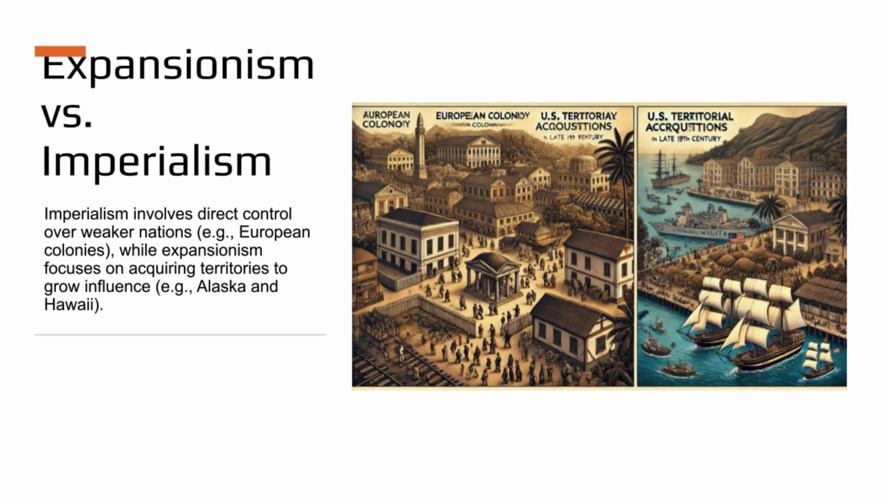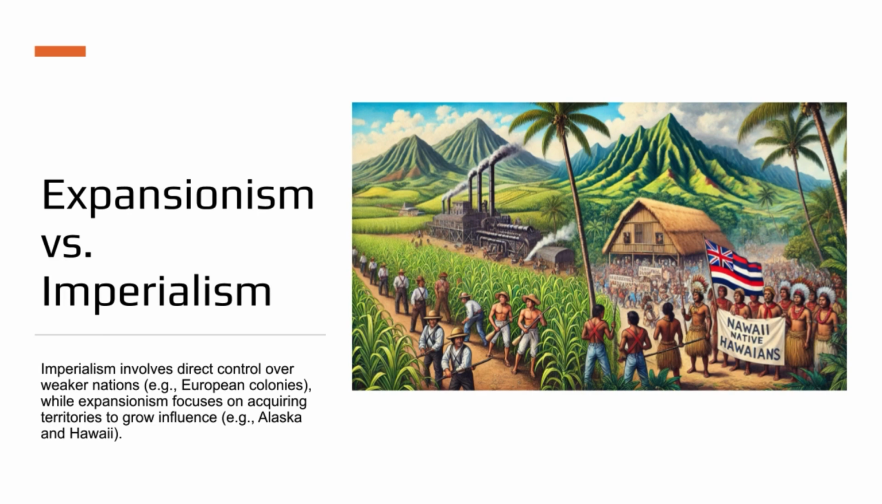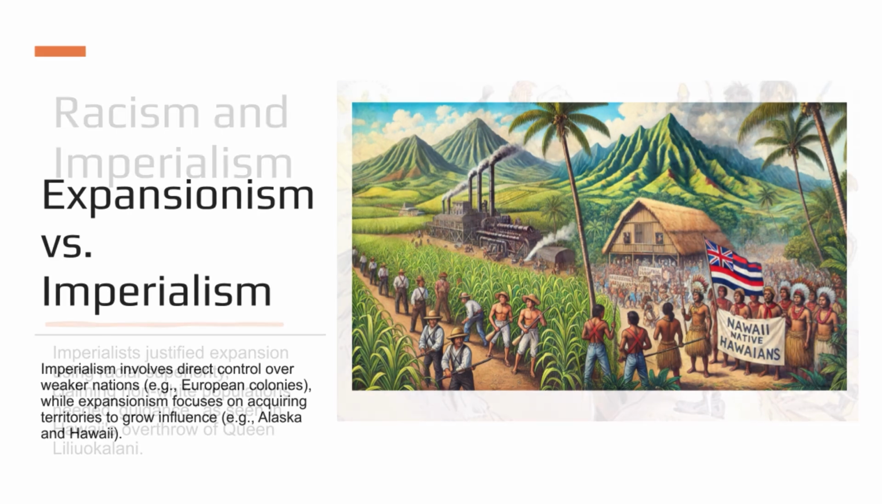What's the difference between expansionism and imperialism? While they often overlap, there's a key distinction. Imperialism is about control, economic, political, or military, over weaker nations. Think of Britain in India or France in Africa. Expansionism focuses on increasing a country's territory and influence. For example, the U.S. acquiring Alaska wasn't about ruling over people. It was about gaining resources. But expansionism had its complications too. As we'll see with Hawaii, not all expansion was peaceful or justified.